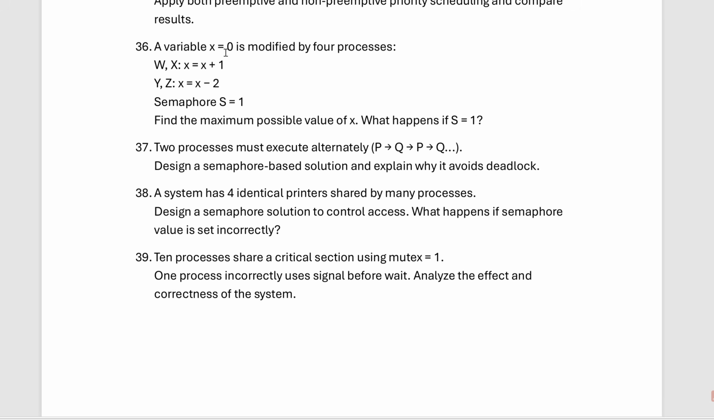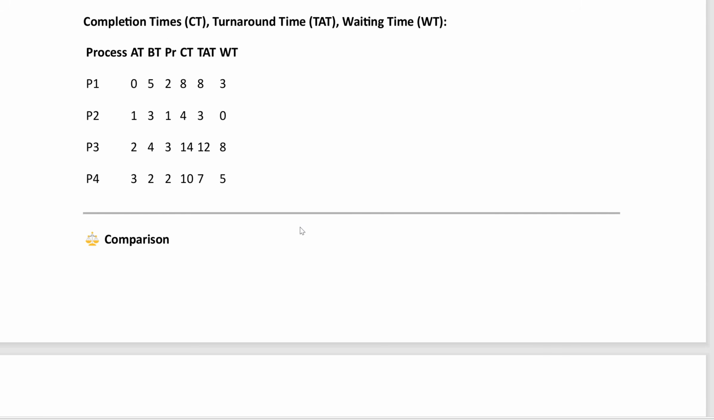We have a variable x equal to 0 that is modified by 4 processes. That is, the value of x is modified by 4 processes, namely W, X, Y, Z. Semaphore S is given to us, whose value is 1. We have to find the maximum possible value of x. And what happens if the value of semaphore S is 1, right?